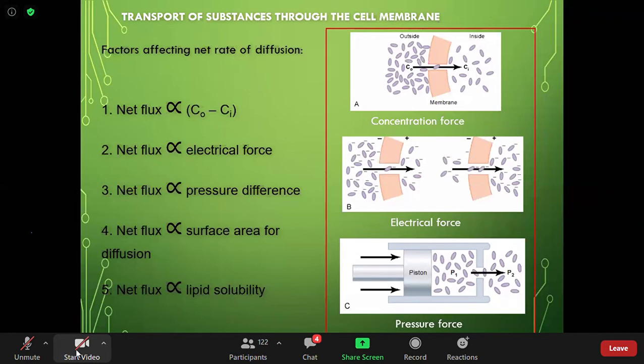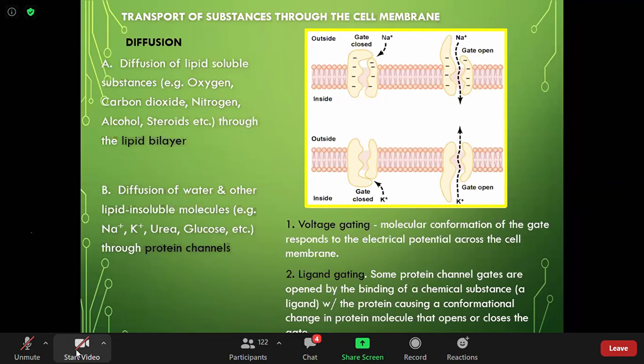Surface area, lipid soluble. The oxygen is very lipid soluble. That's why oxygen and carbon dioxide can easily pass through the membrane. Oxygen, carbon dioxide, nitrogen, alcohol, steroids can easily pass through the lipid bilayer. That's why steroids, once you inject them, their action is fast because they can easily pass through the lipid bilayer. Diffusion of water and other lipid insoluble molecules, for example sodium, potassium, urea, glucose, is through protein channels.